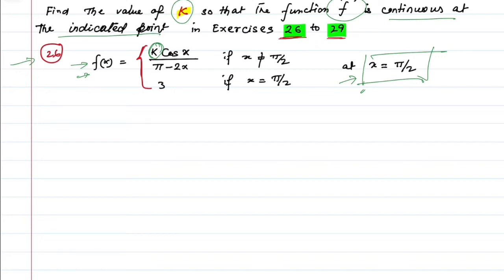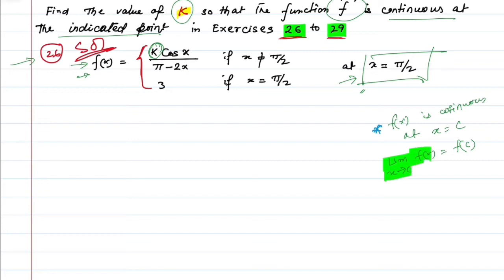Here we will apply this condition: a function f of x is continuous at x is equal to c if limit x tends to c f of x is equal to f of c. So, we are going to apply this condition to solve this. Let me solve. Here is the given function, this is the solution. Let us evaluate this part, limit x tends to c f of x, first.